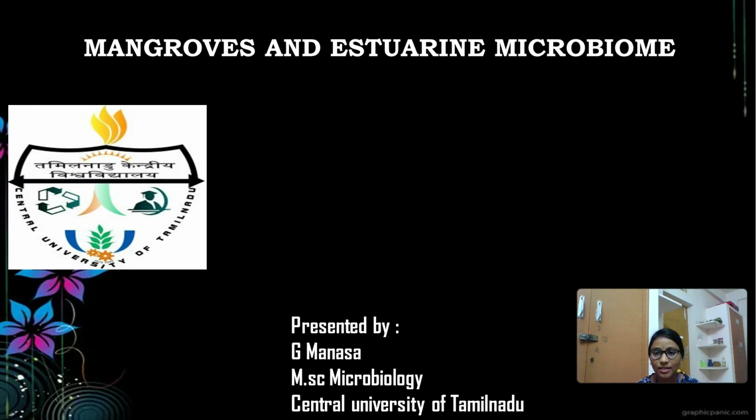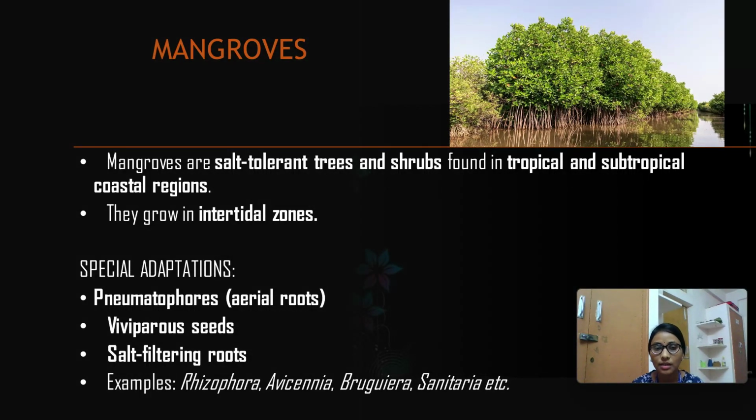As a part of the seminar series, today I am going to present to you about mangroves and the estuarine microbiome. So what are mangroves? Mangroves are salt tolerant trees and shrubs found in tropical and subtropical coastal areas. They grow in intertidal zones. It means the area where the water touches the land is called the intertidal zone. The mangroves mainly grow in saltwater areas.